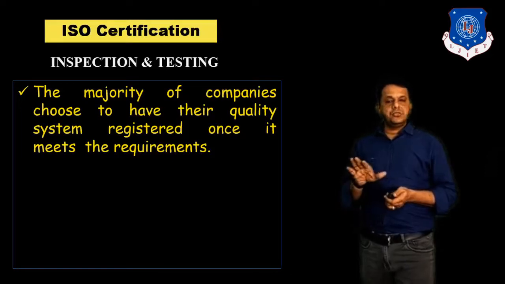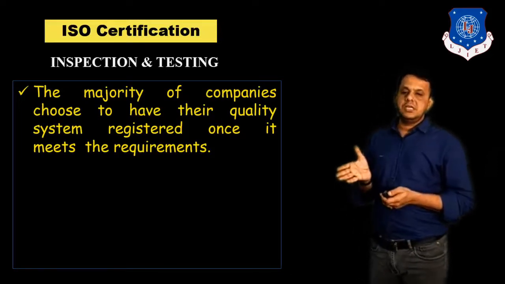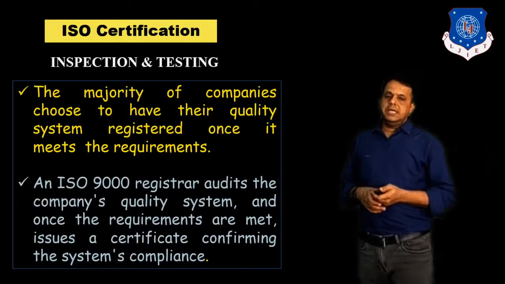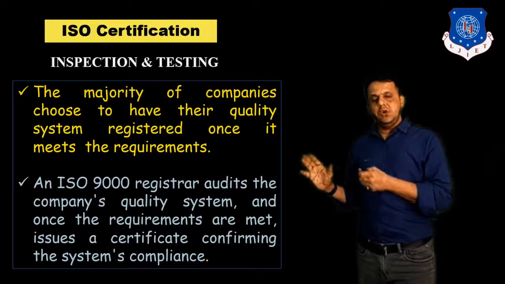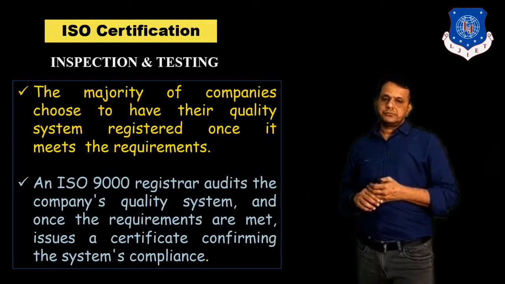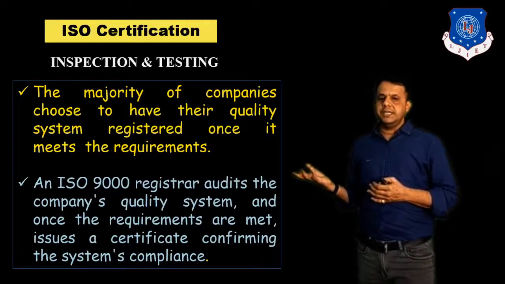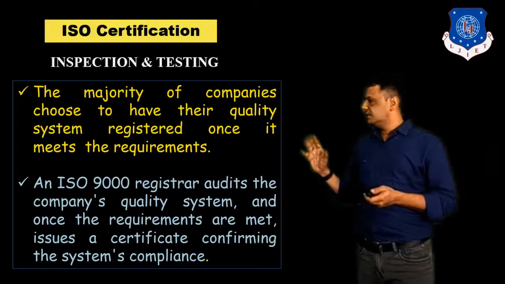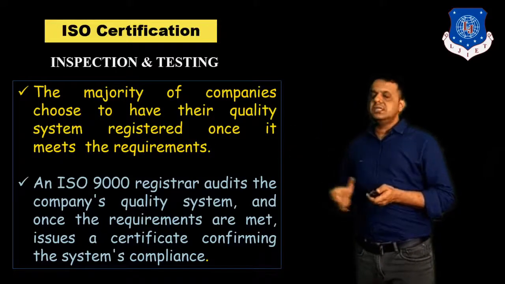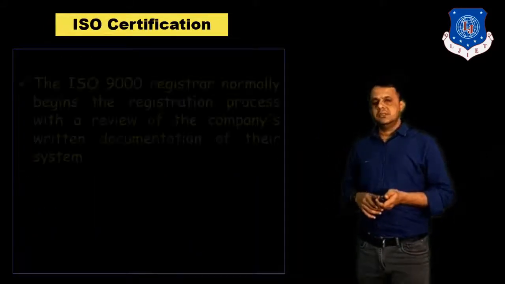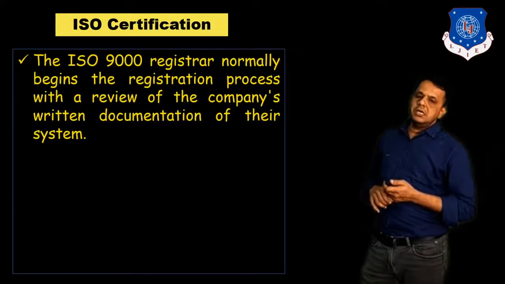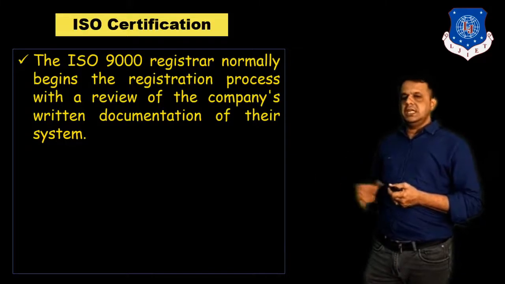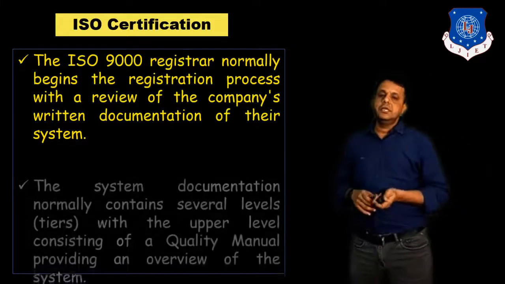So let us talk about inspection and testing after the application and pre-assessment. The majority of companies choose to have their quality system registered once they meet the requirements. One appointed registrar will audit the company's quality system, and once the requirements are met, they will issue a certification confirming that the system complies with ISO 9001. The registrar will normally begin with the registration process and review the company's written documentation of their system.